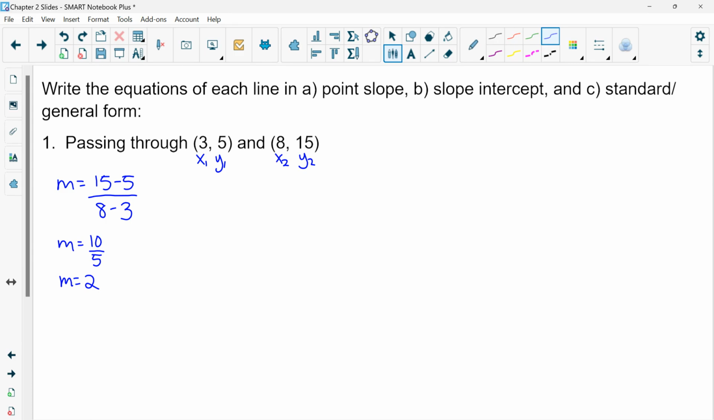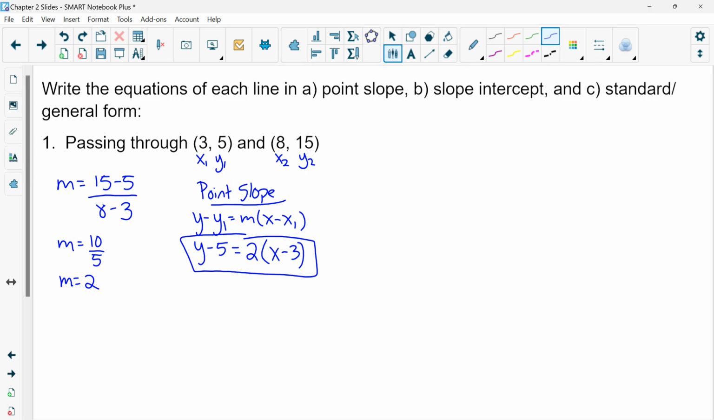Then we can choose either one of those points to help us plug in to get point slope form. Okay, so point slope form, remember, is y minus y1 equals m times x minus x1. So if I use the (3, 5), I would have y minus 5 equals 2, because that's our slope, times x minus 3, because that's our x. So that is one equation that would work in point slope form.